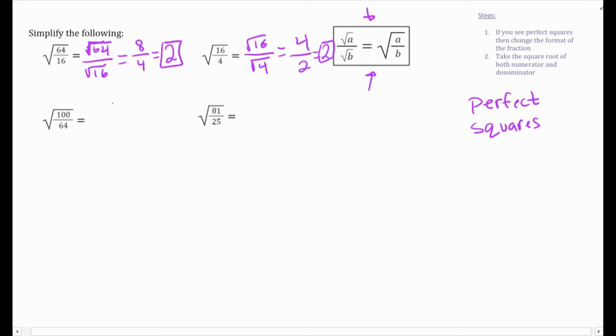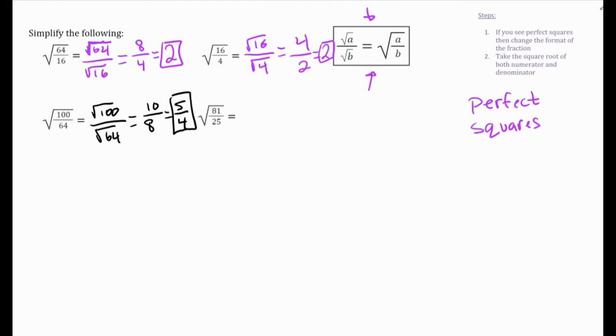Third one, same idea, square root of 100 over square root of 64. Square root of 100 is 10. Square root of 64 is 8. Now I just need to simplify that fraction, divide both numbers by 2, because they both have 2 as a multiple or factor, and I get 5 over 4. I can just leave it as an improper fraction on these ones.